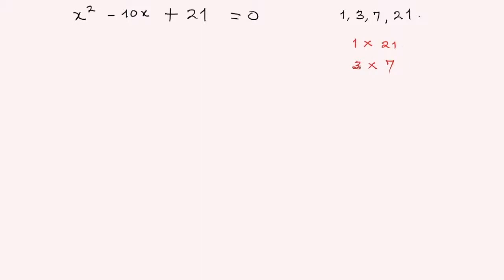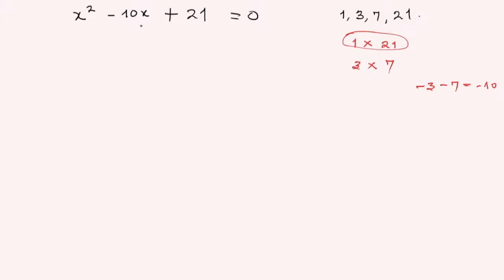Now, which combination of these two can we add or subtract to give us 10? 1 plus 21 is equal to 22. 21 minus 1 is 20. 1 minus 21 is minus 20. So this first combination does not work. But if we had 3 plus 7, we can get 10. But be careful, what we have here is not plus 10, it is minus 10. So the best way to combine 3 and 7 to give minus 10 is minus 3 minus 7. Minus 3 minus 7 equals minus 10.